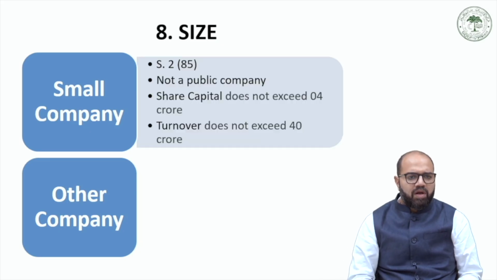Now, taking up a small company first. A small company is defined under Section 2, Subclause 85 of the Companies Act 2013. According to this provision, a small company means a company, firstly, which is not a public company, and secondly, the paid up share capital is equal to or below rupees 4 crore. Thirdly, the turnover is equal to or below rupees 40 crore.